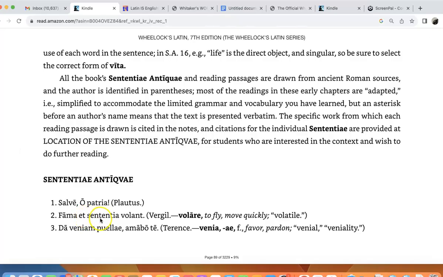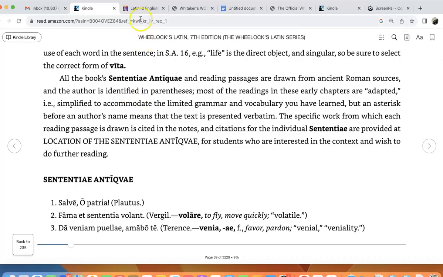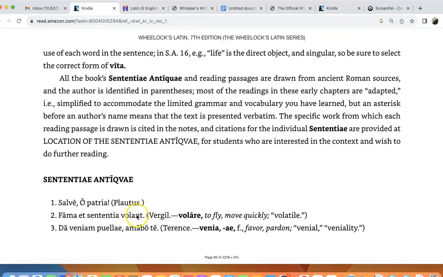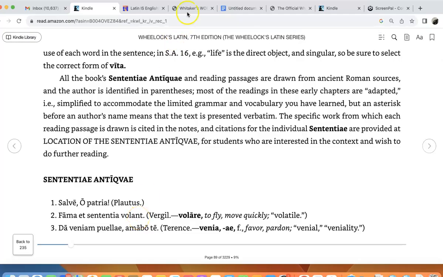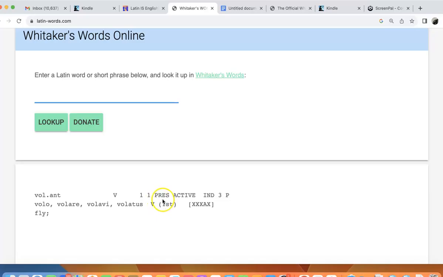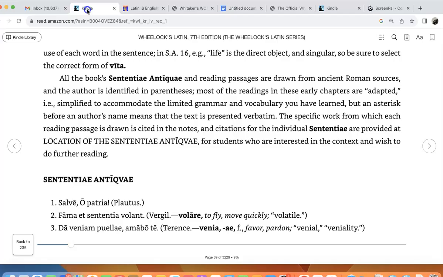So fama et sententia volant. Now let's take a look here. So here it's A. So we know that's our subject. How do we know it's a subject? Well, our verb is in the plural. So again, if we're not sure, we're going to have to look it up in a grammar book or, probably easier in this day and age, online. So it's present, active, indicative, third person plural. So it's they. So they fly is what they have here.